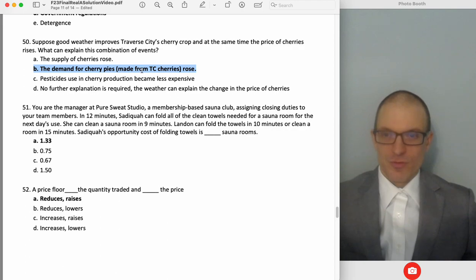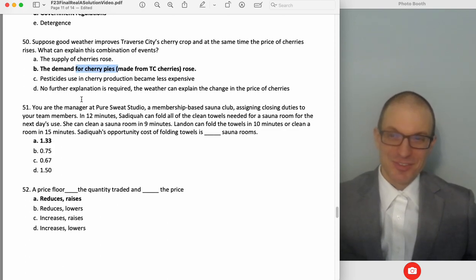Demand for cherry pies, right, could rise. And as demand for cherry pies rises, this will increase the demand for cherries, which would then be a derived demand, derived from the demand for cherry pies. Either way, there's going to be an increase in demand for cherries. The other way, without thinking about derived demand, you could think of cherries as being a complement with cherry pies, whatever.